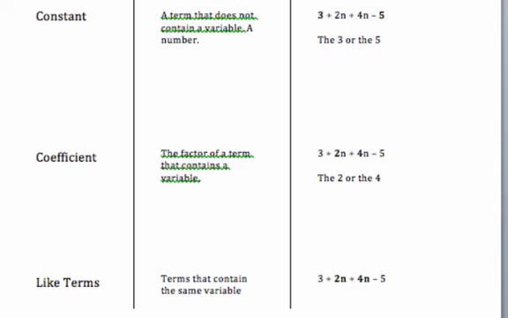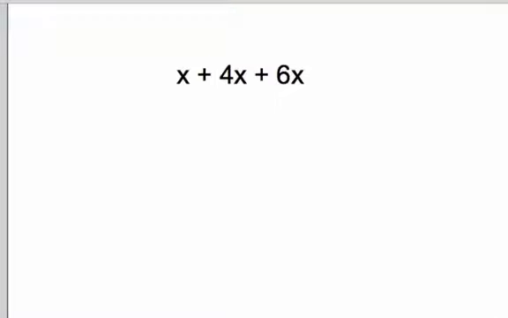And then finally, like terms, terms that contain the same variable. So this right here, 2n, would be a like term with the 4n. And you could rewrite this to say 3 plus 6n minus 5. So let's look at some examples here.